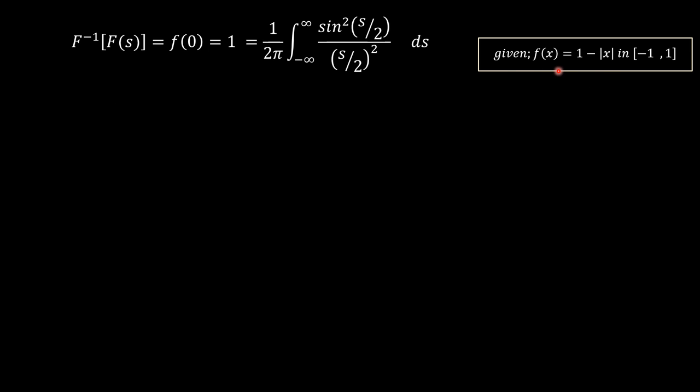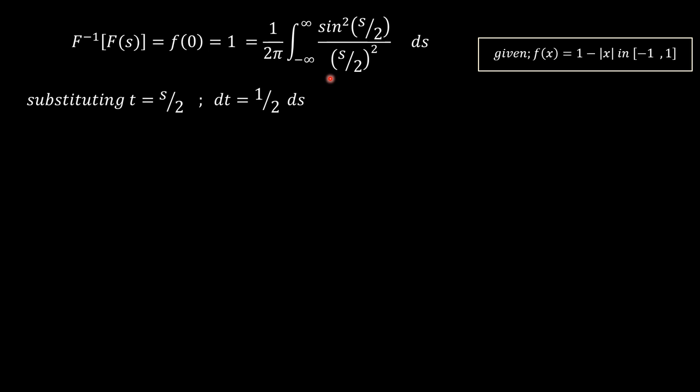The function is defined as 1 minus mod x in the closed interval minus 1 comma 1. Since 0 lies inside the closed interval minus 1 comma 1, the function value at x is equal to 0 is 1. That is equal to 1 by 2 pi integration of sine square s by 2 divided by s by 2 whole square, where the limits of s vary from minus infinity to infinity.